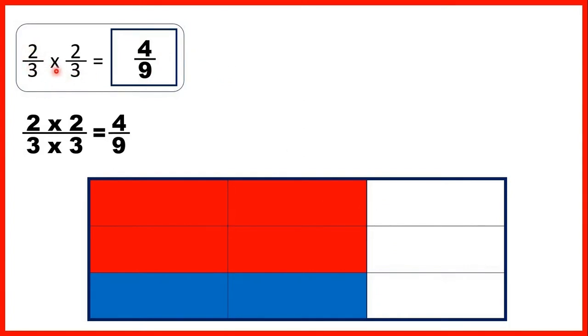Now multiplication only makes things bigger if we're multiplying by something more than 1. If we're multiplying by 1, the number stays the same. And if we're multiplying by something less than 1, so if we're multiplying by a fraction or a decimal that's less than 1, then our number is going to get smaller, and 4/9 is smaller than 2/3.